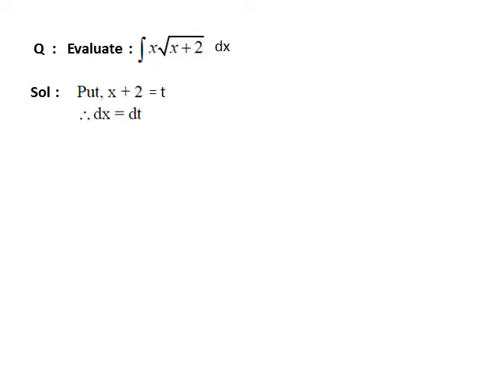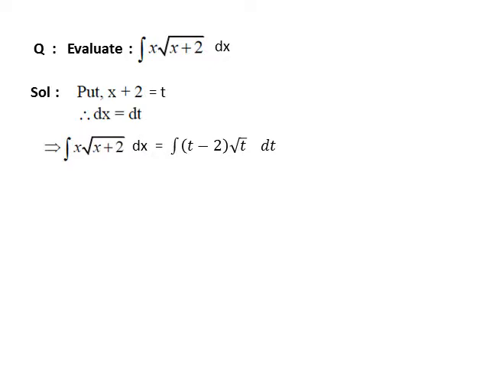Here, to simplify the term of square root, put x plus 2 equals to t. Therefore, dx is equals to dt. Now, in this integral, replace x with t minus 2, x plus 2 with t, and dx by dt. So, we get integral of x multiply square root of x plus 2 with respect to x equals to integral of t minus 2 multiply with square root of t with respect to t.